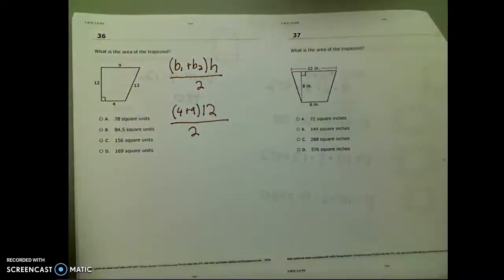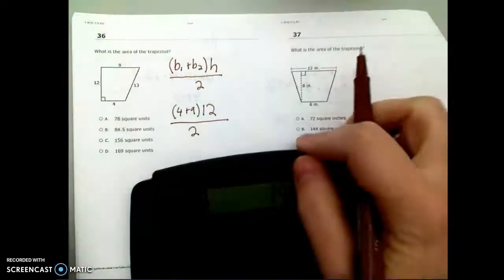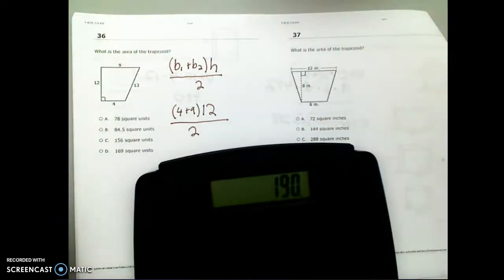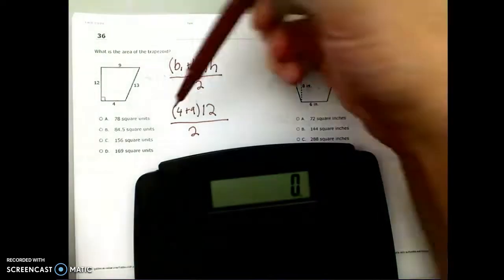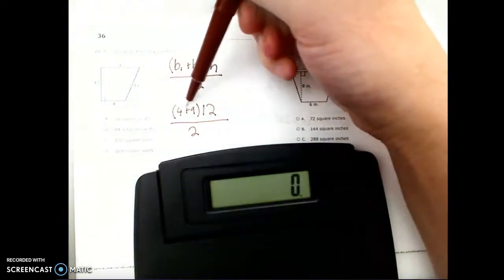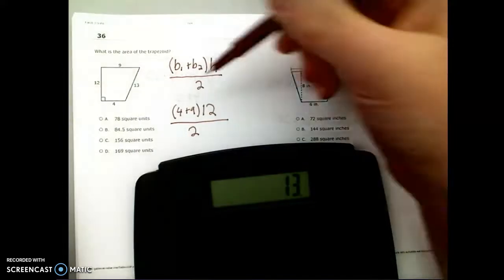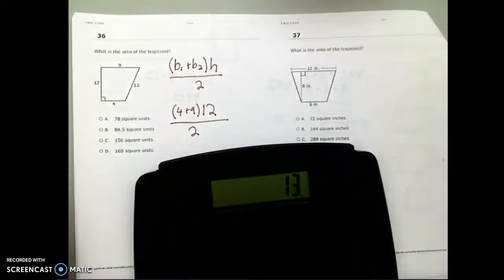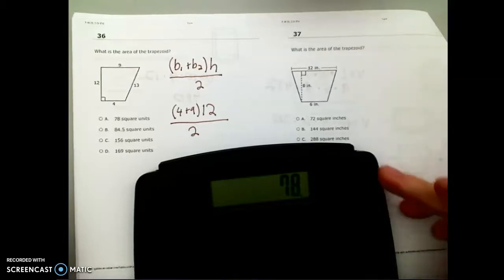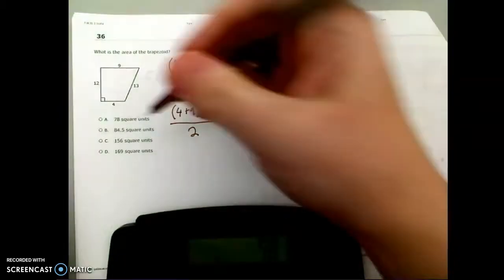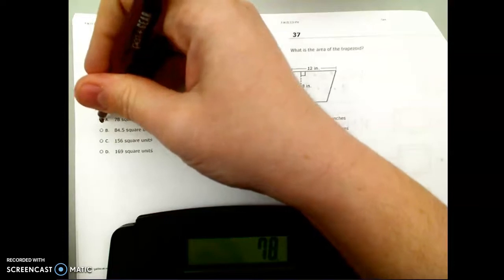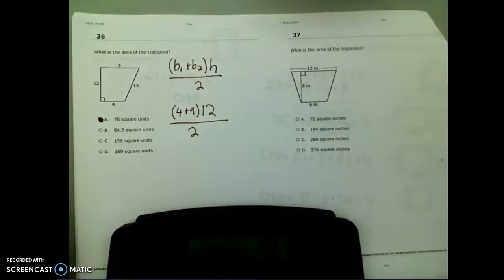Okay, I'm set up. I'm going to take my calculator, and we're going to do this one step at a time. Remember, start with parentheses: 4 plus 9. Then we're going to multiply by 12. And then we're going to divide by 2. And I got 78. Aha, there it is. A, 78 square units. We're doing it.